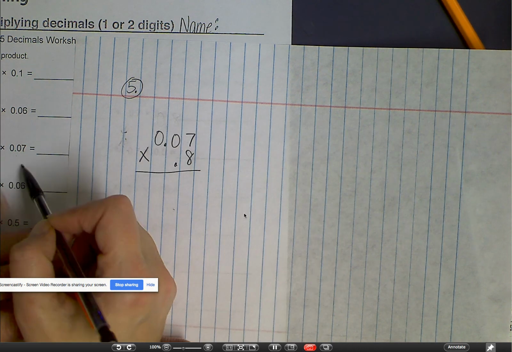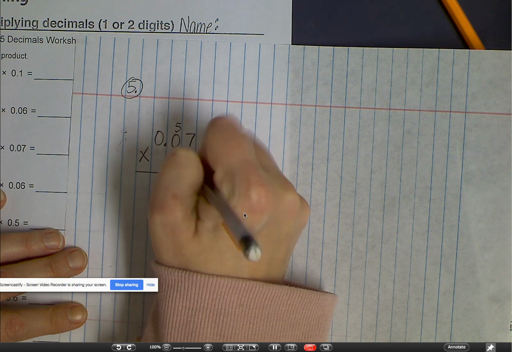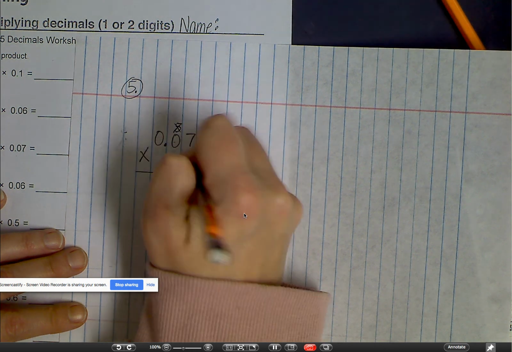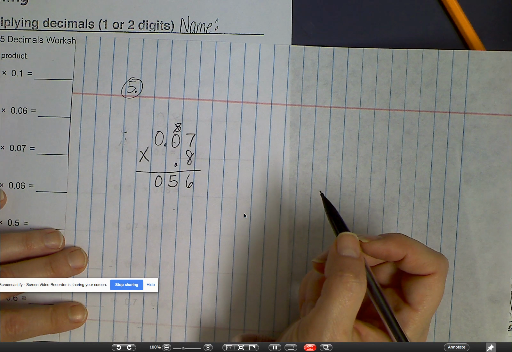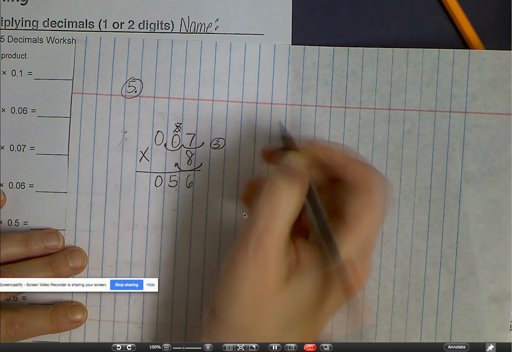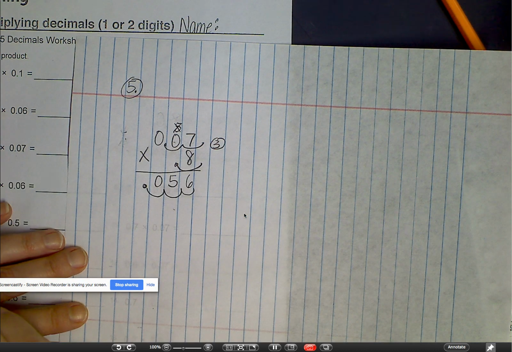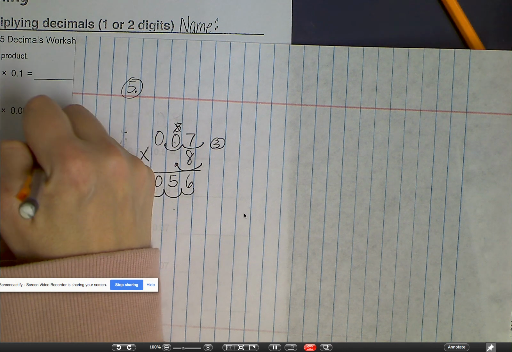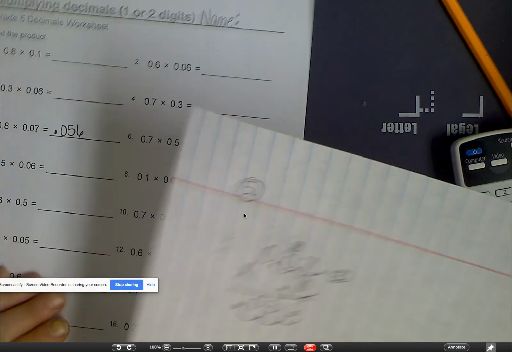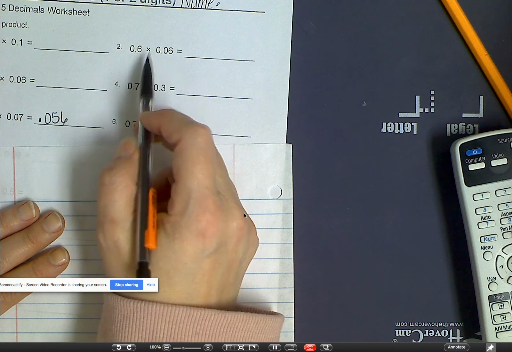But remember, multiplication, it doesn't matter which order I do it in, okay? So 7 times 8 is 56. 8 times 0 is 0, plus 5, and then that's 0. And then we're going to kiss that goodbye, and then there's nothing else to multiply. So then I'm going to rock it 1, 2, 3. So that's 3, and then I have to roll it. 1, 2, 3. So my answer for number 5 is 0.56 or 56 thousandths.